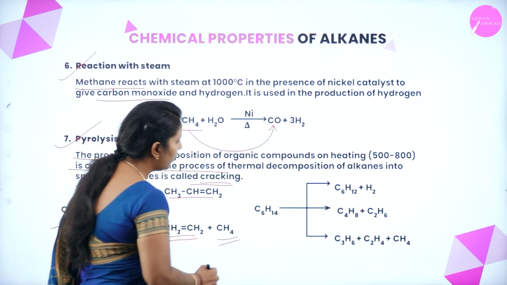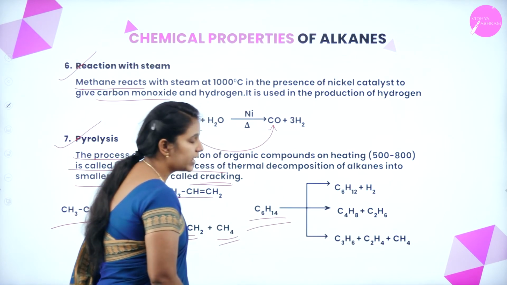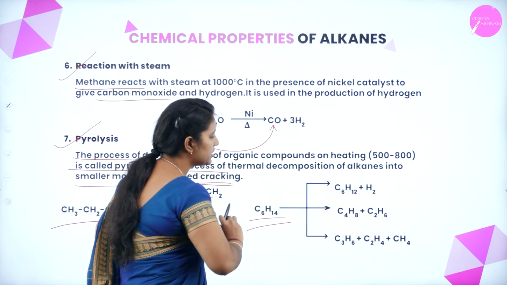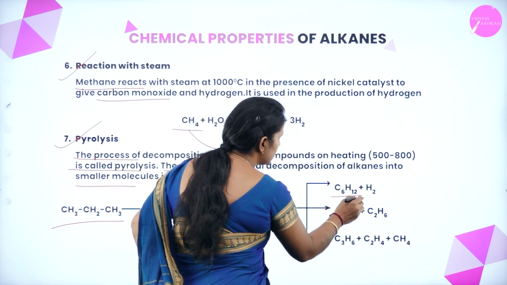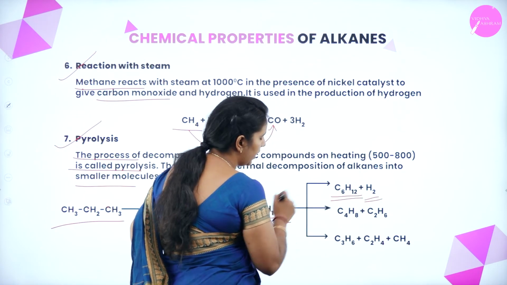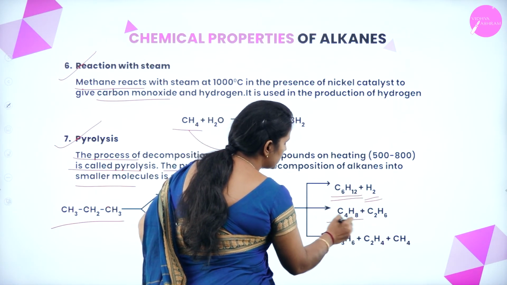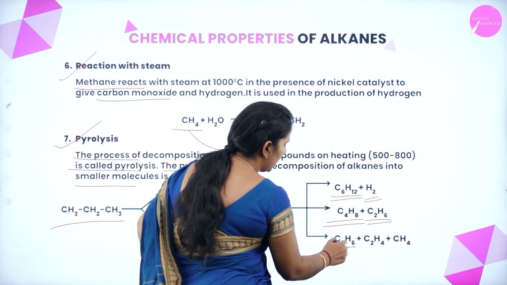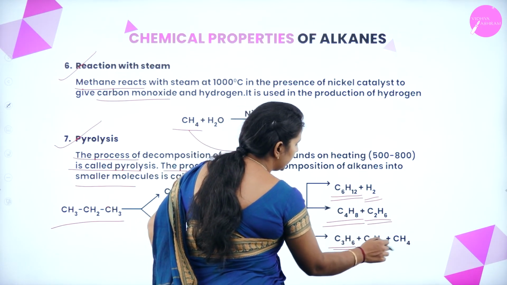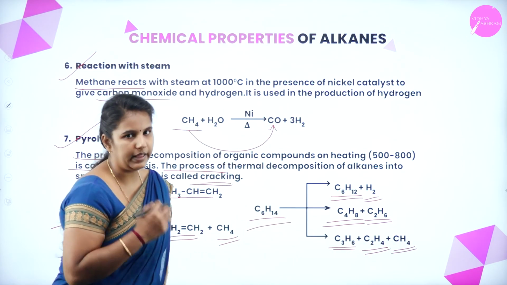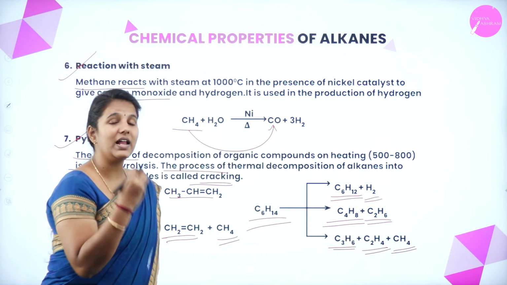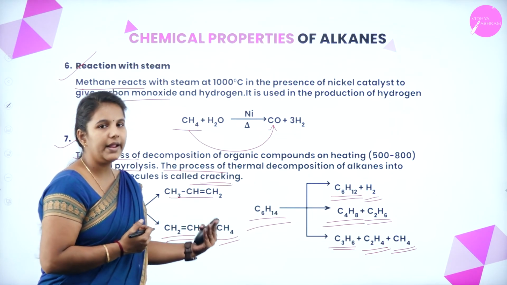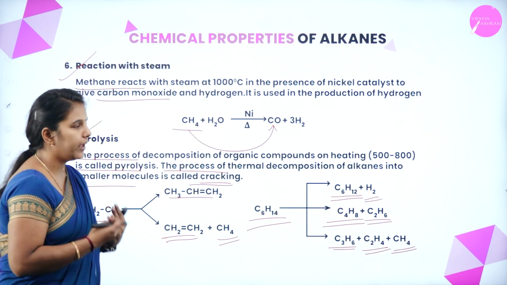Here I have one more example, C6H14, which is nothing but hexane, which upon decomposition by heating forms hexene along with hydrogen, and similarly forms ethene with ethane, and it also forms ethyne with ethene along with methane. So both alkenes and alkynes are obtained due to decomposition by heating, which is also known as pyrolysis.